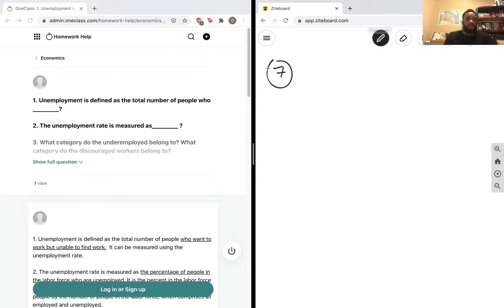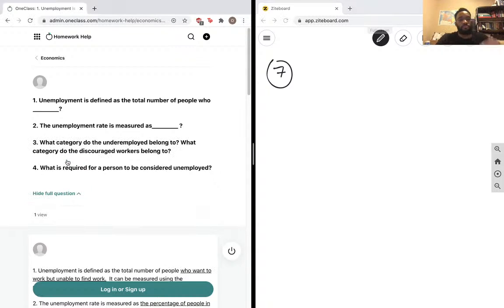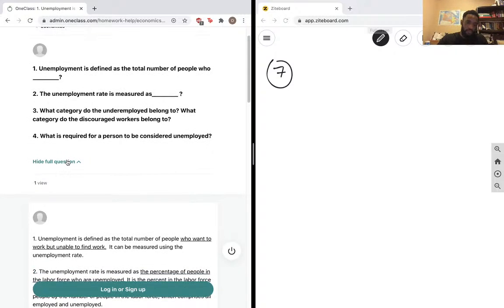All right, question number 7. Unemployment is defined as the total number of people who blank. The unemployment rate is measured as blank. What category do underemployed belong to? What category do discouraged workers belong to? What is required for a person to be considered unemployed? So unemployment is defined as the total number of people who want to work but are unable to find work.